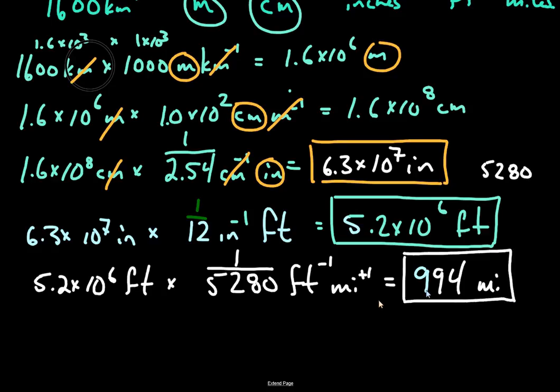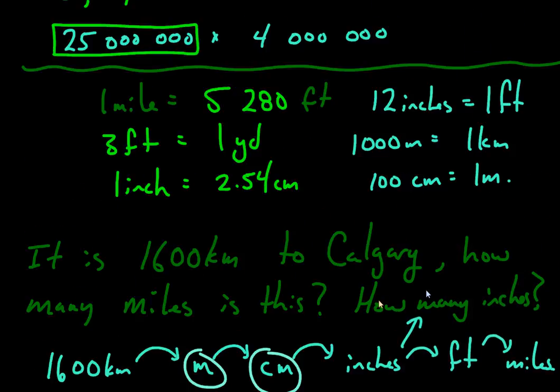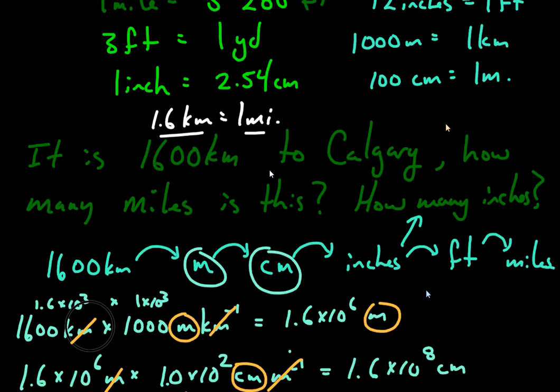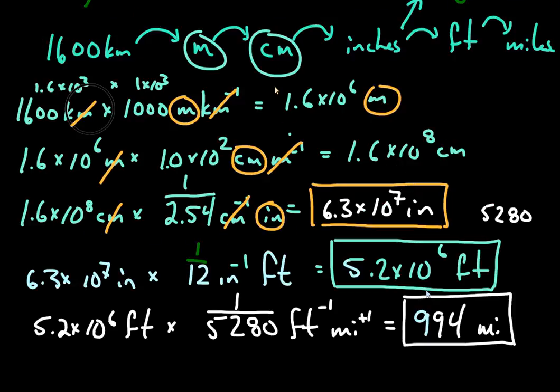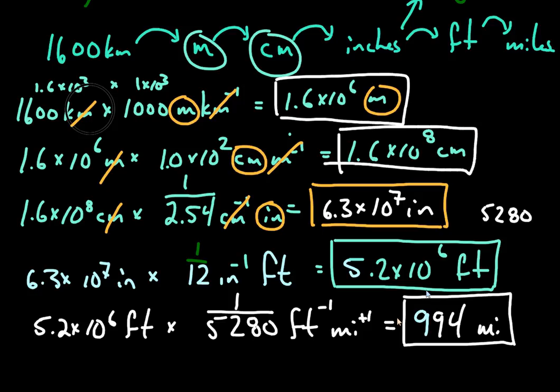Now you won't always have to go through all these steps because you might just be given straight up that 1.6 kilometers equals 1 mile. But if you're not, you can always get there through other means. If you know some of these things, you can usually find your way around to your answer. So this is the full method of figuring this out. And all these stops along the way are equivalent values. So 1,600 kilometers is equal to every single one of these things along the way. We wanted miles at the end, but along the way we found inches, we went through feet, and so on.